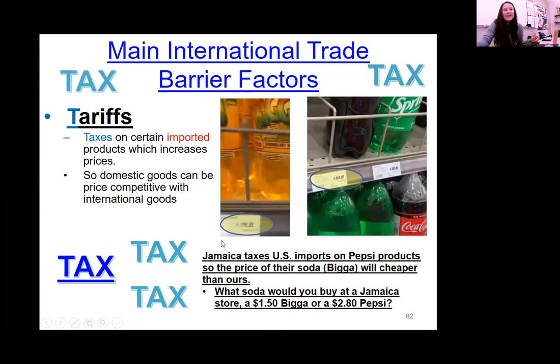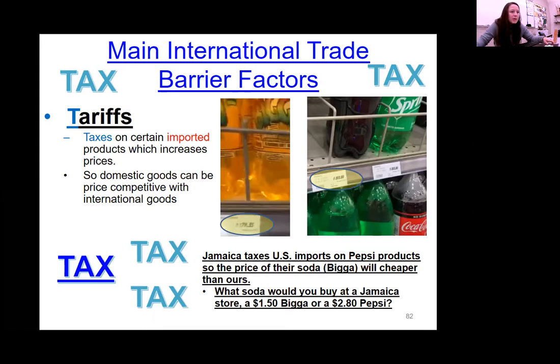And then the last one, a tariff. That's a tax. Remember the T in tariff and the T in tax. You guys pay sales tax. Like when I bought this drink this morning, I paid a sales tax on it. But we're talking about a tax on products that are imported into a country. So we'll use that same example with a soda.